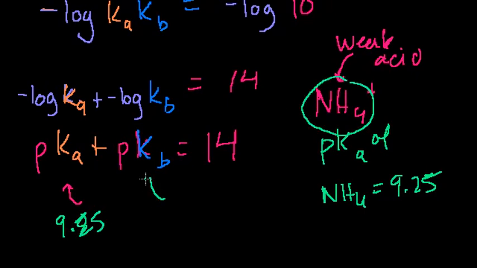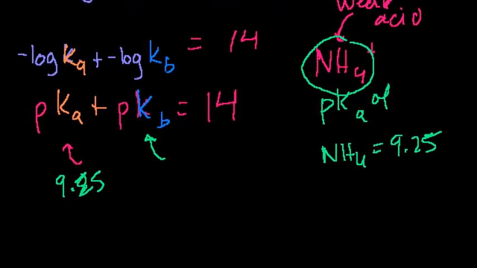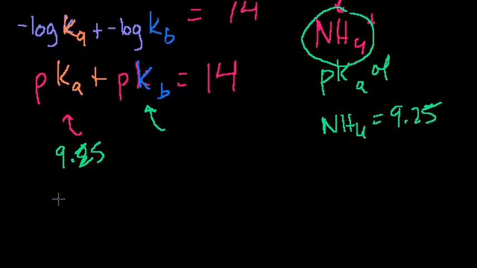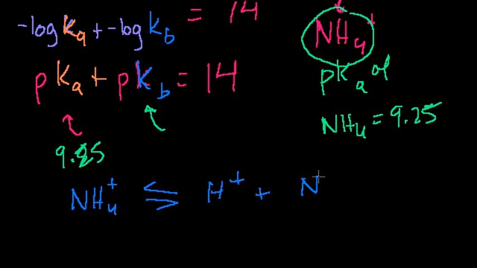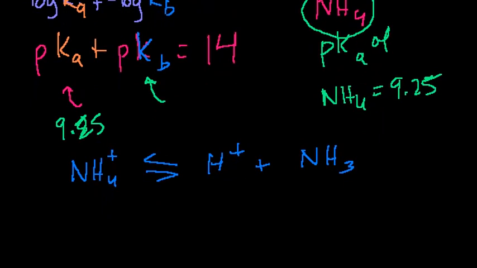So what is going to be the pKb for ammonia? Let me write that reaction down. So this is NH4 plus in equilibrium. It can get rid of one of its hydrogen protons, and you're just left with ammonia. So this is the acidic reaction, which is what the pKa is associated with. So the negative log of the equilibrium constant for this reaction is equal to 9.25.